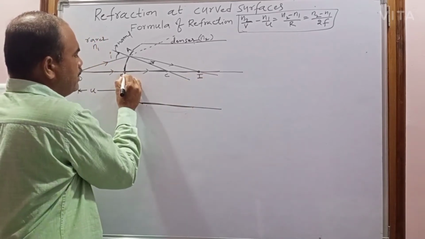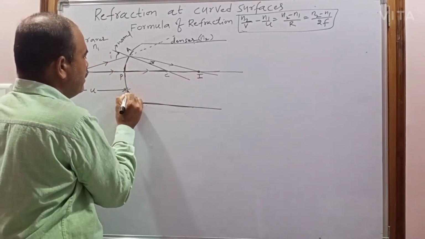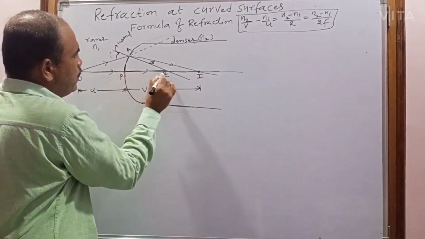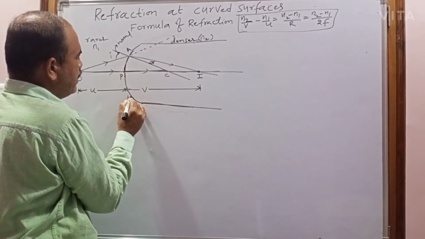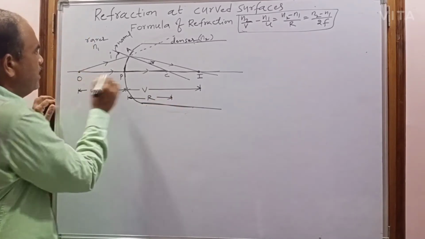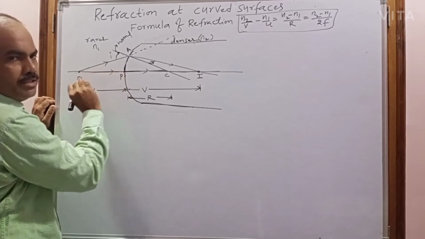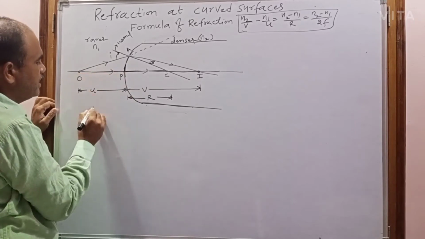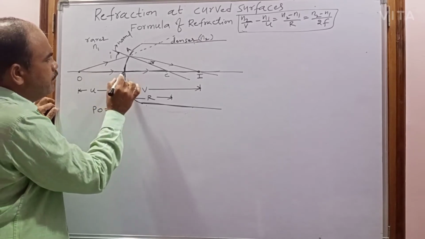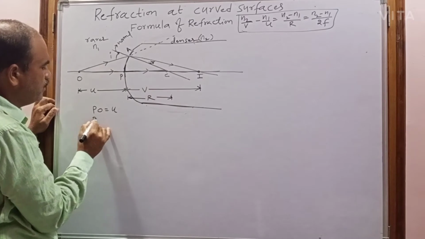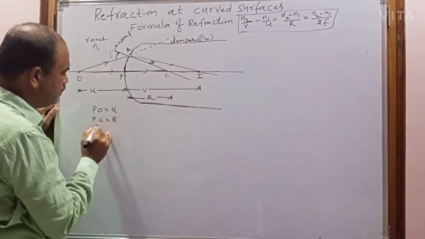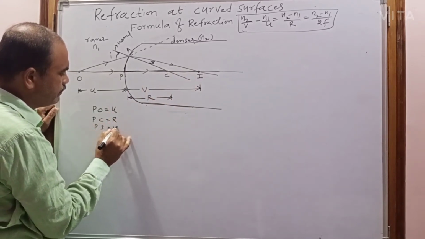Now the distance between the pole and the image will be considered V. This is the image distance. And the distance from the pole to the center of curvature will be known as the radius of curvature. Generally all distances are measured from the pole. The distance between the pole and the object will be considered U. The distance between the pole and the center of curvature is known as the radius of curvature. The distance between the pole and the image is called the image distance, that is V.